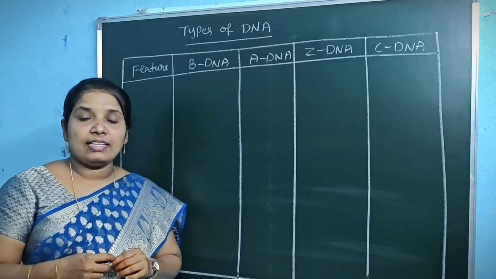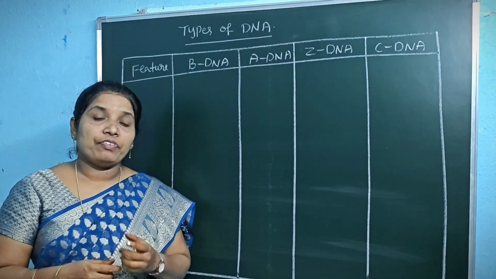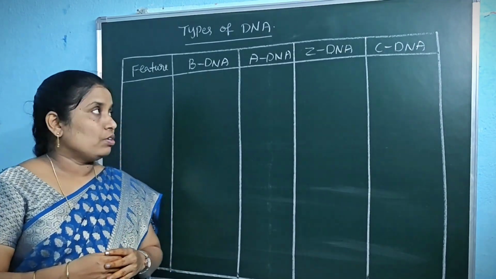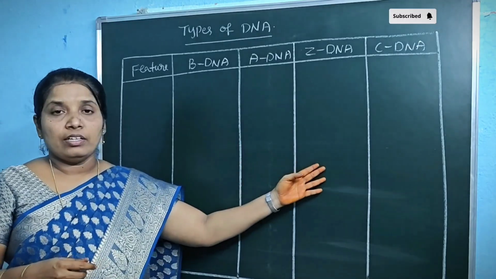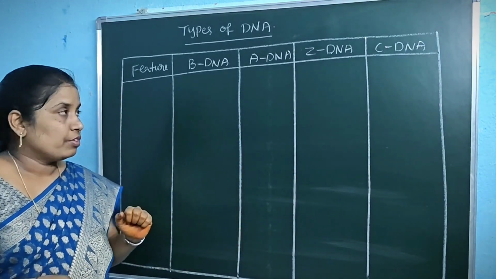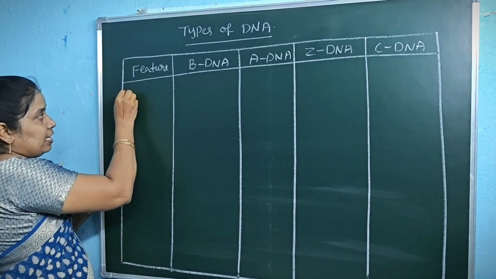Okay, so let's see the comparison between different forms of DNA. There are four types of DNA. So let's see the comparison. First one is helical sense.